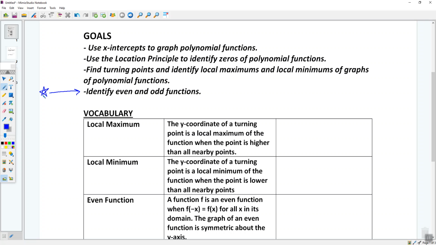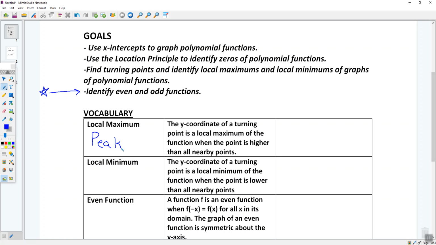All right, guys. First vocab term is a local maximum of a polynomial. Anybody want to read that for me? The y-coordinate of a turning point, the local maximum for the function, is higher than all nearby points. So it's kind of a turning point. A local maximum, I always call it a peak.